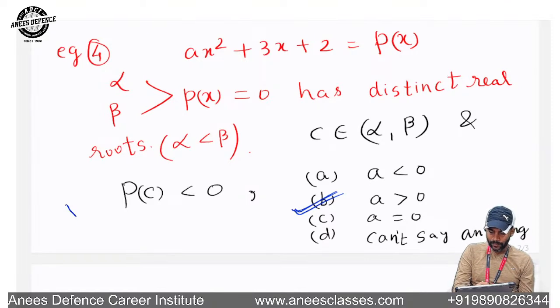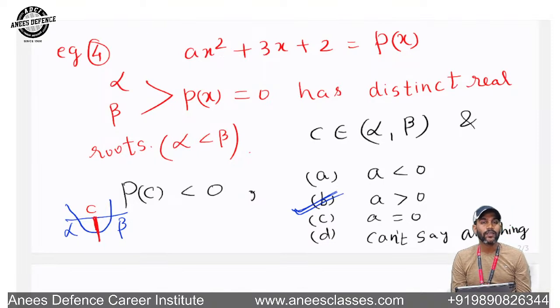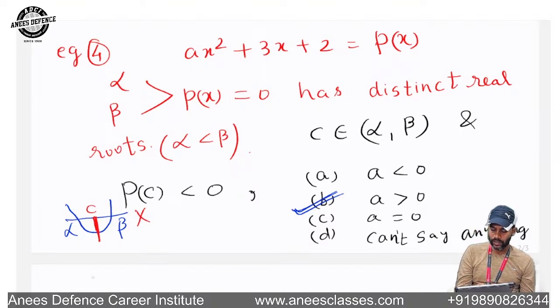The graph would be something like this. Here is alpha, this is beta, and this is c. What we have to do is draw a perpendicular line at that particular point. So where does it cut the graph? Below the x-axis. This is nothing but the x-axis. Shall we move ahead? Shall we take another example? Example number 5.